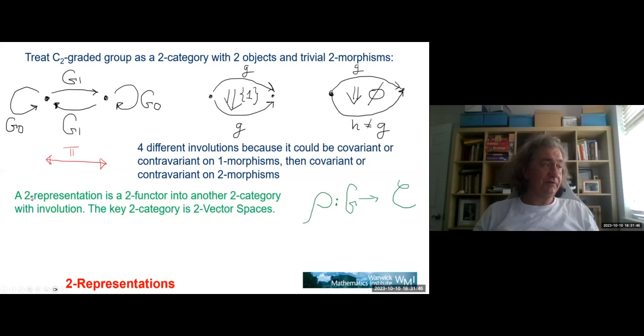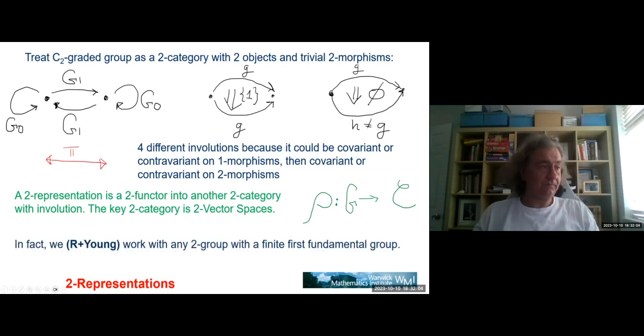And then a 2-representation of a C2-graded 2-group is a 2-functor into another 2-category with involution. And the key 2-category is 2-vector spaces in this case. And as a note, Jan and I actually worked with, the paper works for any 2-group with a finite fundamental group. As soon as the first fundamental group is finite, we worked out this category in detail.